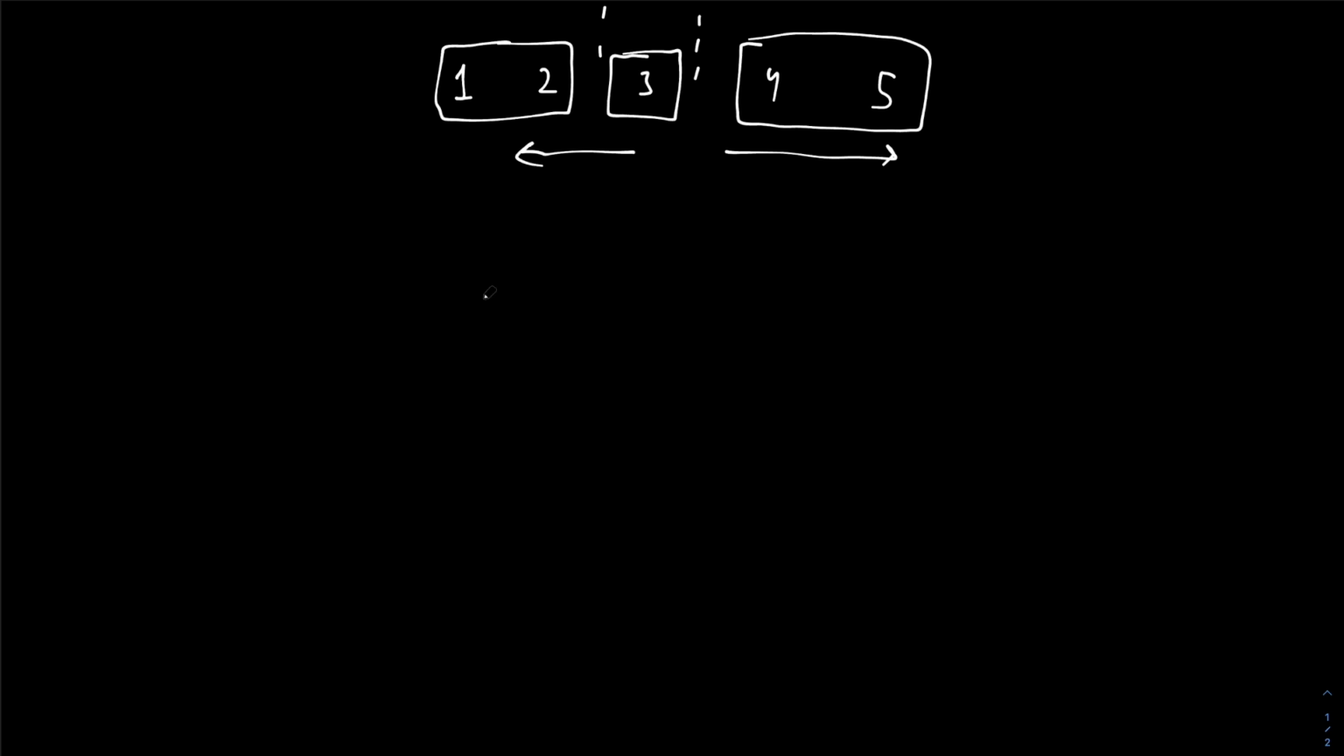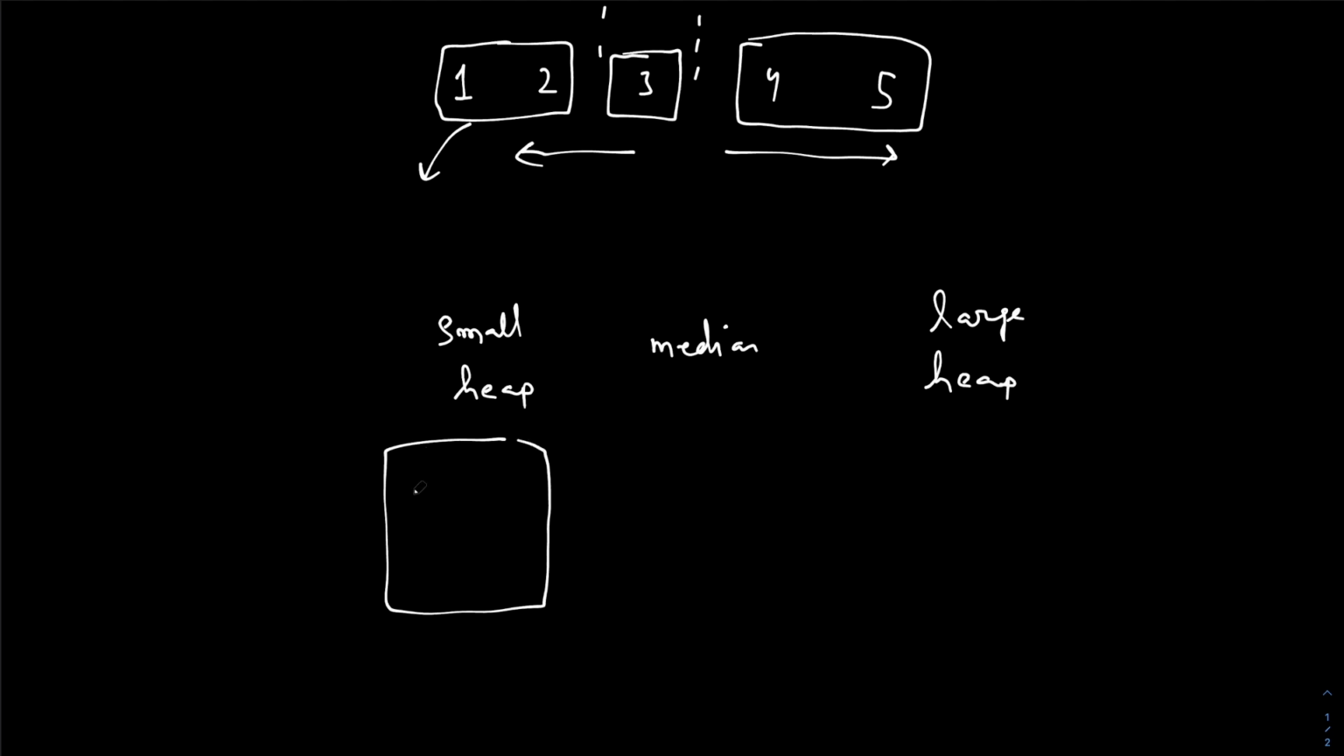Let's take an example. This one is my small heap, because in this we are going to store values smaller than the median. And this one is my large heap, because in this one we are going to store values larger than the median. Here we are going to use a max heap, and here we are going to use a min heap.